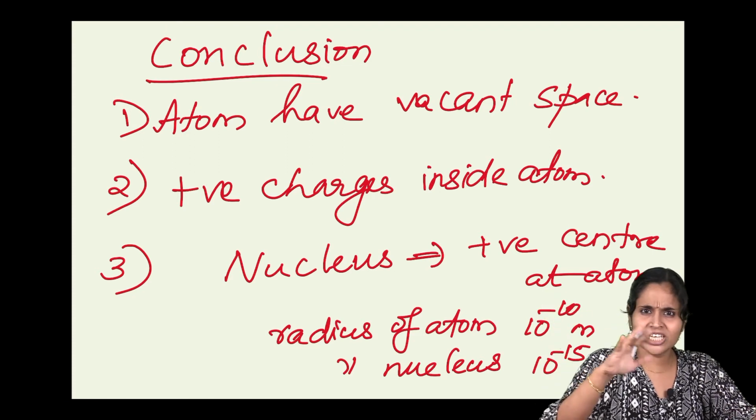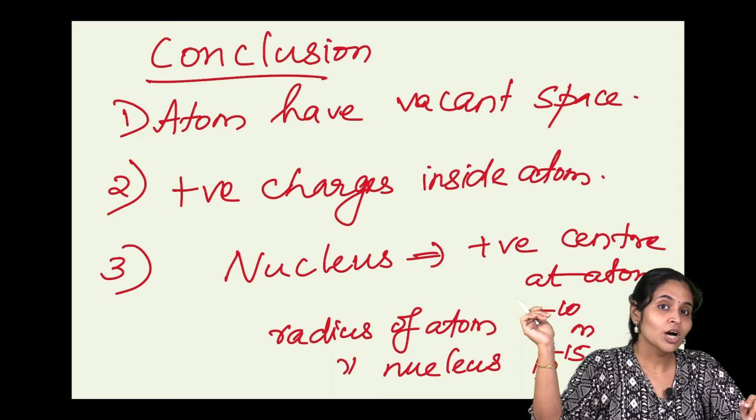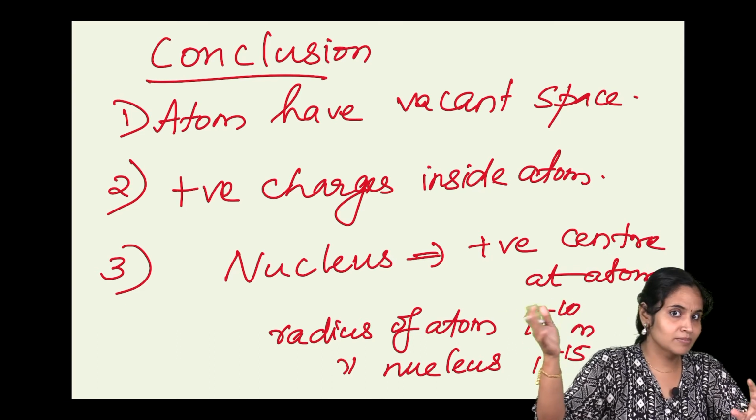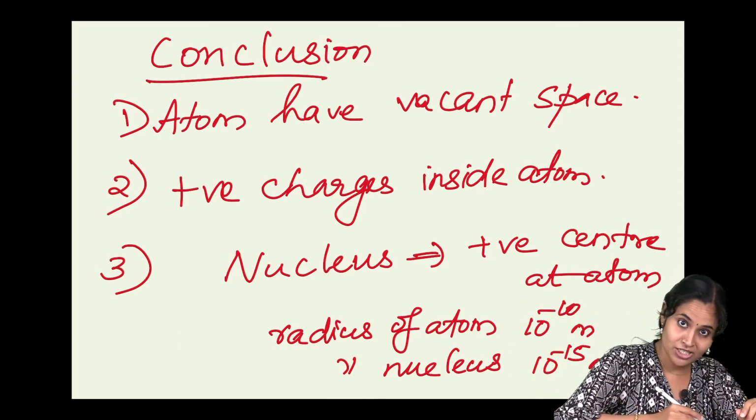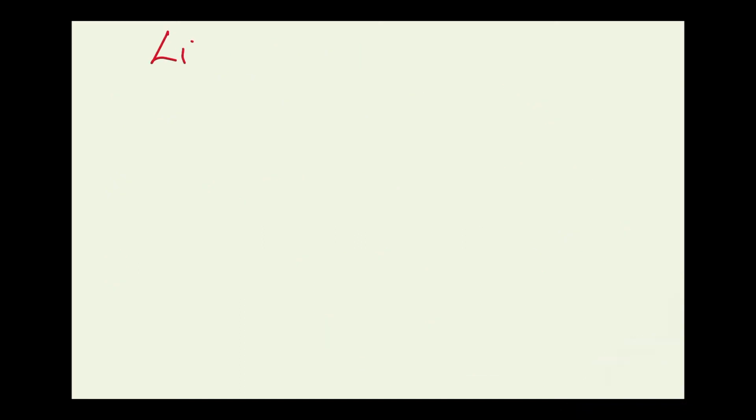Compared to J.J. Thomson's plum pudding model, this was a well and good explanation about the structure of the atom, but there were some limitations. So shall we move to the limitations of Rutherford's atomic model? Yeah, so let's see what the limitations of Rutherford's atomic model are.